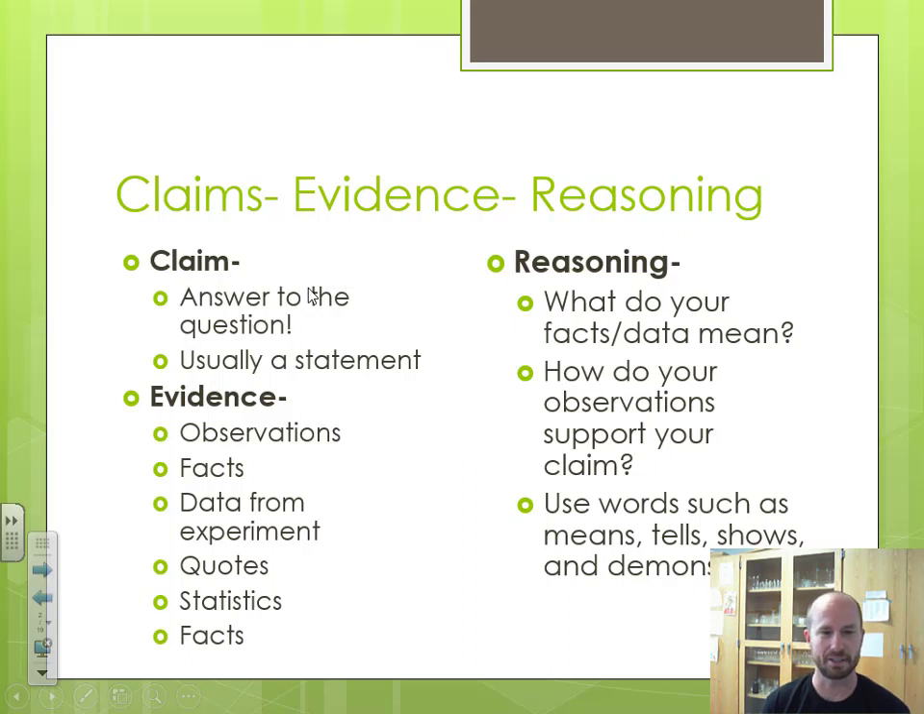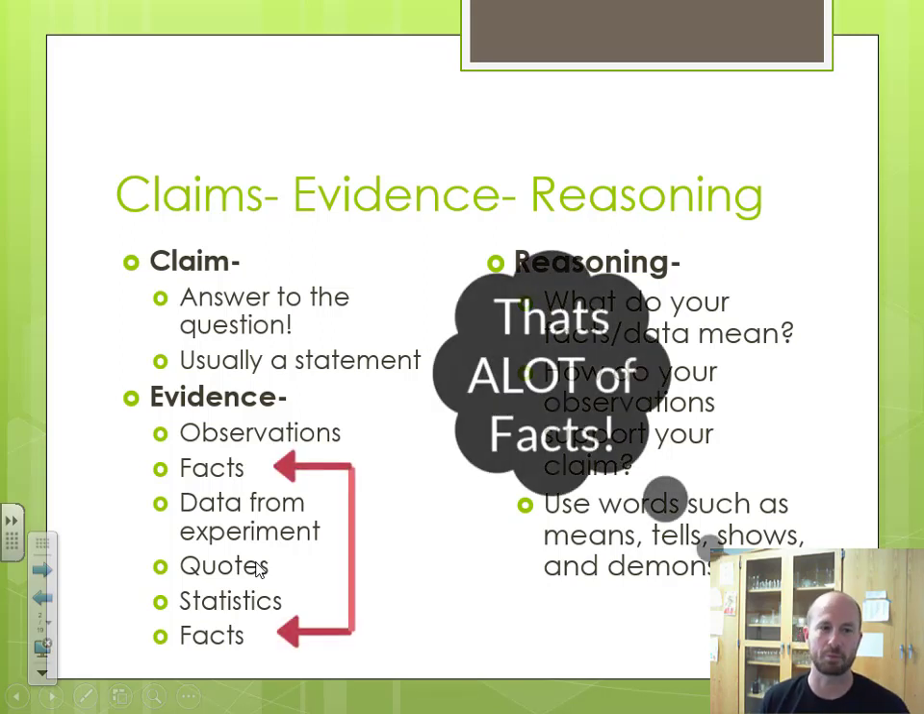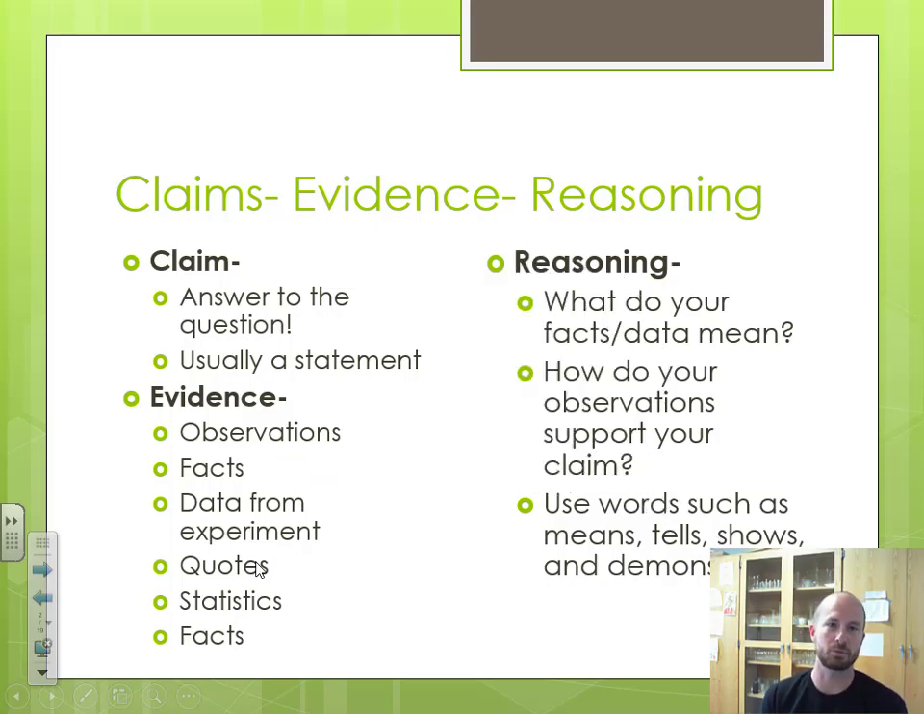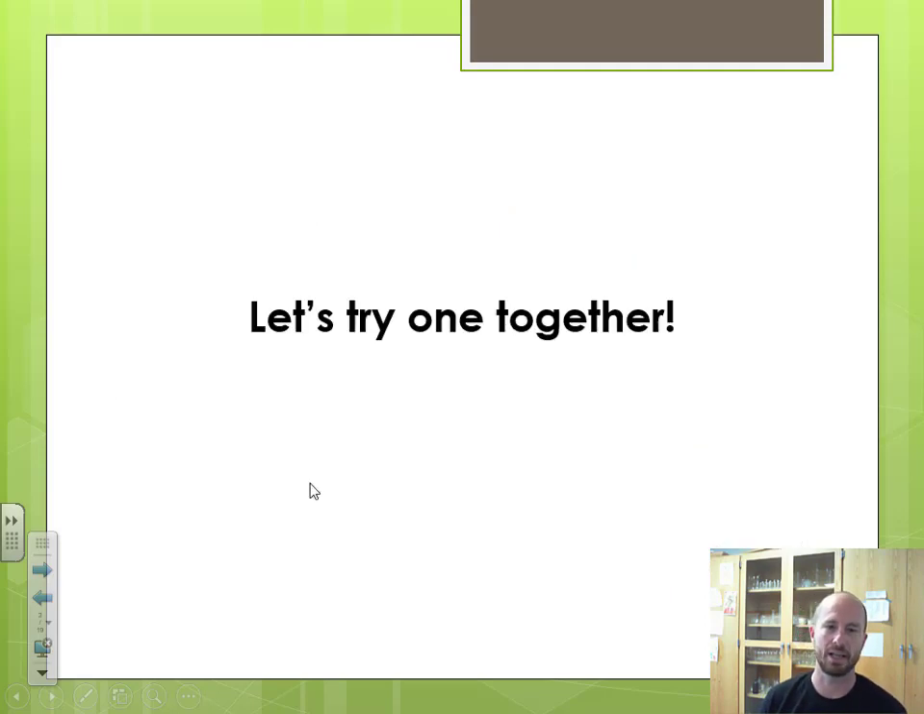Well, as you see on the screen, evidence has observations, facts, data from experiments, quotes from history, quotes from the past, statistics that we have, and any other facts that you might be able to bring in to back up that claim, okay? And then the last part is what's called reasoning. How do you relate the evidence that you have to the claim? How does it back it up? How do your observations actually support that claim? Okay, and what I'd like to do is take you through a couple of examples of how this looks so that we can get a better understanding of how to argue with each other better, okay?